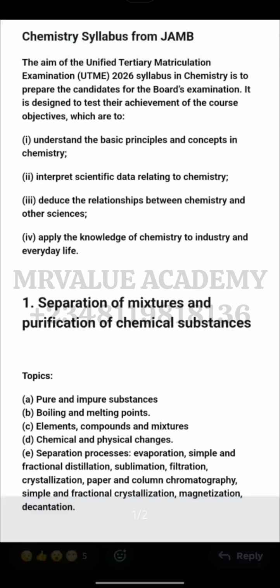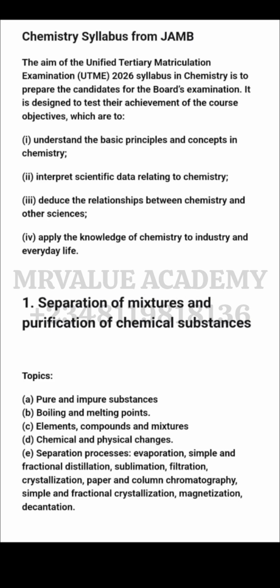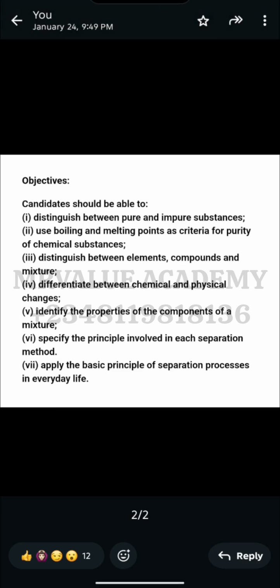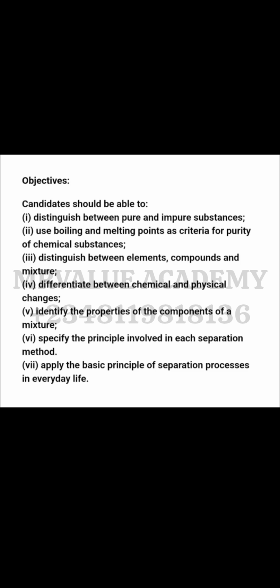Okay, so let's begin. So as you have it here, what is JAMB expecting you to understand on the separation of mixtures and purification of chemical substances? The first objective there is that you should be able to distinguish between pure and impure substances. So what are pure substances and what are impure substances? The easiest way for you to identify it is to do what we call the test of purity. So if you want to test for pure substances, there are three things that are necessary for you to put into place: the boiling point, the melting point, and then a pure substance, we always give a single spot on a chromatogram paper.